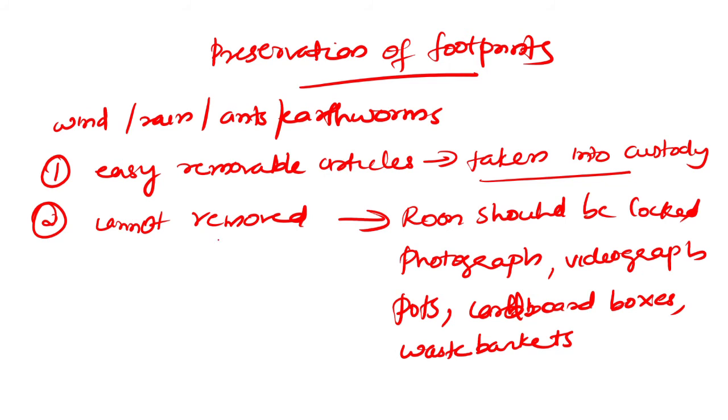Then if it is not possible to remove immediately, or it is a room, you can lock the room, or else you can take photograph, videograph, and all. In all the things you have to take photograph and videograph. And if it is not possible to lock a room, then you can use a pot, cardboard box, or waste basket, or any other suitable material for covering this.